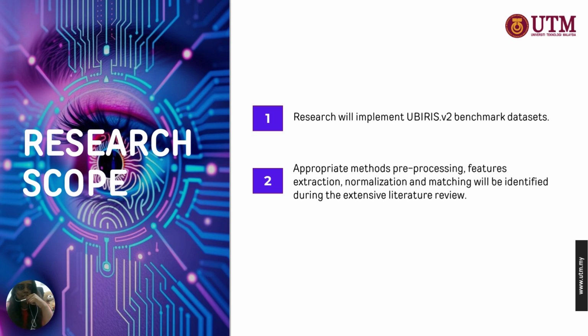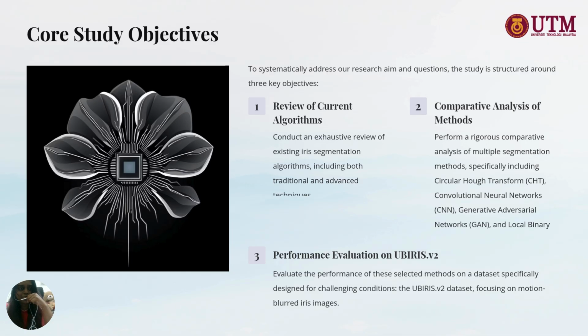For my scope, in this research we implement the UBIRIS version 2 benchmark dataset, and appropriate methods for pre-processing, feature extraction, normalization, and matching will be identified during an extensive literature review. My core objective is to review current algorithms, do a comparative analysis of methods, and perform evaluation on UBIRIS version 2.